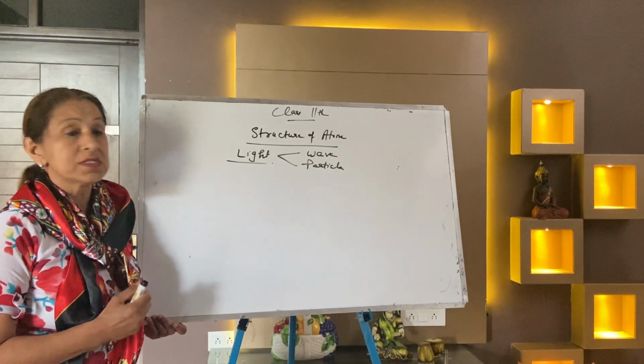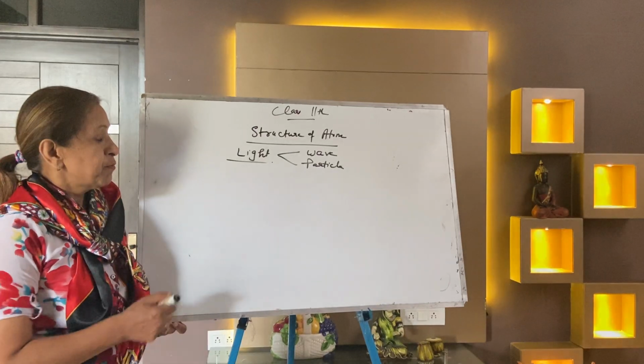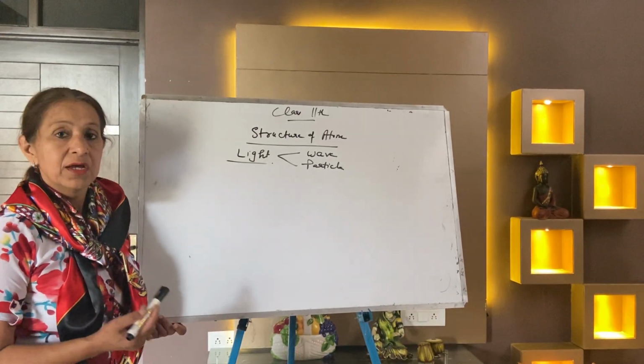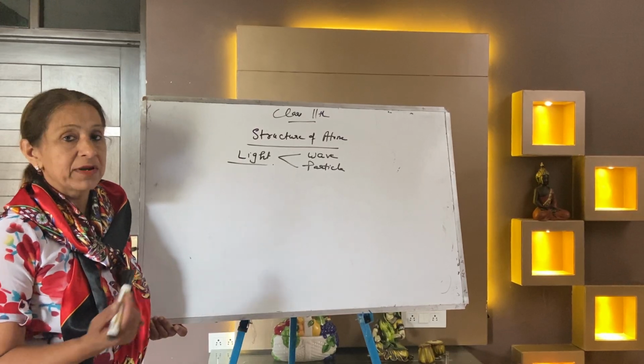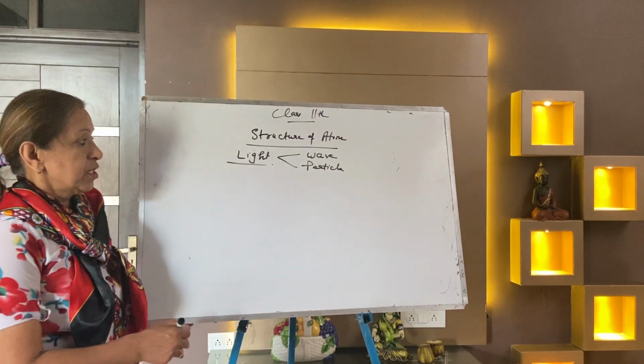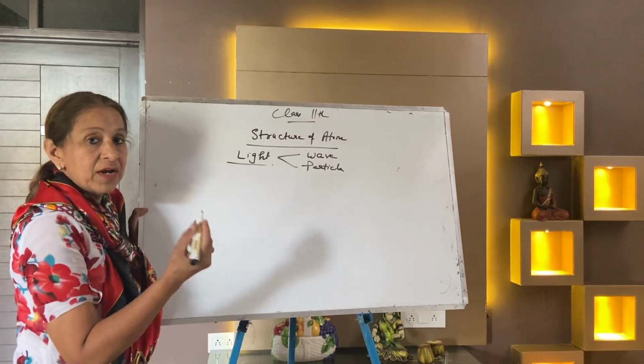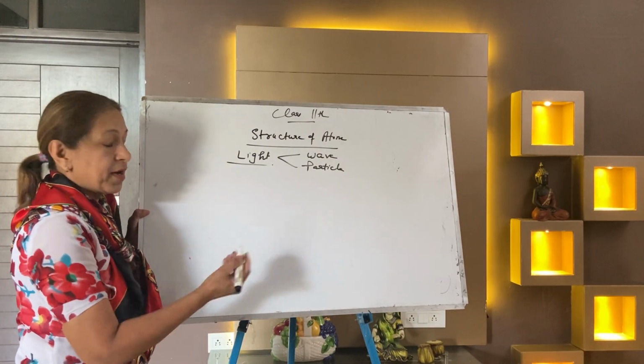The chapter going on is structure of atom. Our previous lecture was dual nature of light. Today we will start with the numericals of the wave and the particle nature of light. So first of all, start with the numericals by considering light as a wave, that is electromagnetic wave.